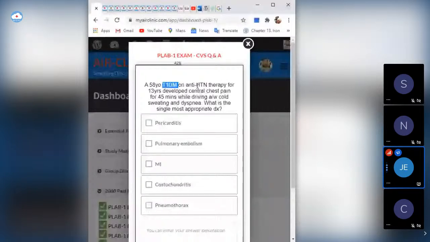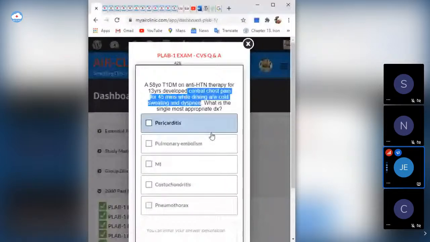So diabetic and hypertensive for over 30 years, central chest pain for 45 minutes while driving, associated with cold sweating and dyspnea. Single most appropriate diagnosis: pericarditis, pulmonary embolism, myocardial infarction, costochondritis, pneumothorax.